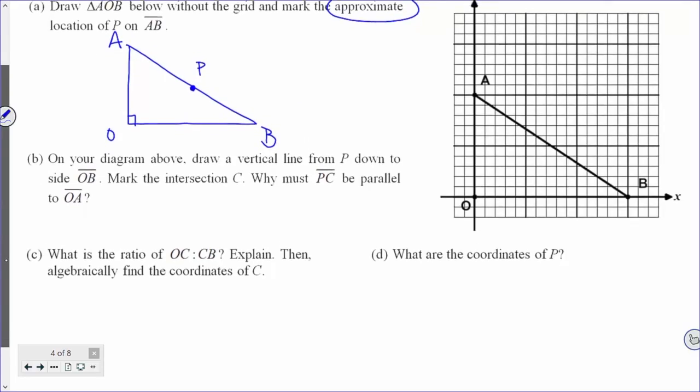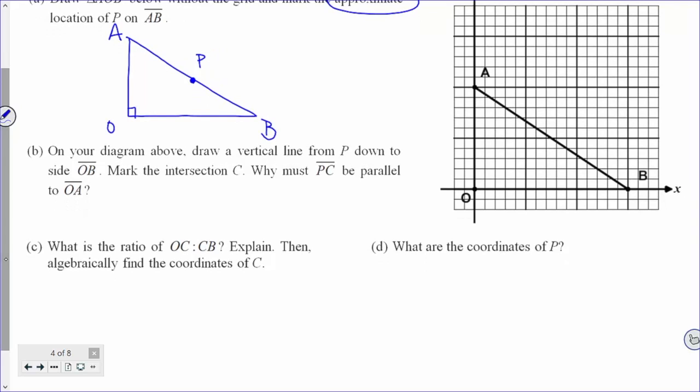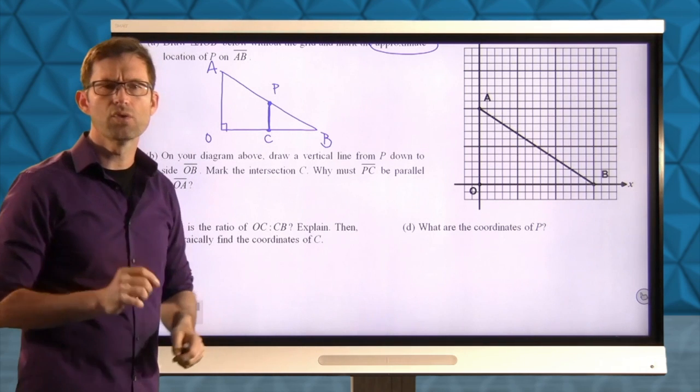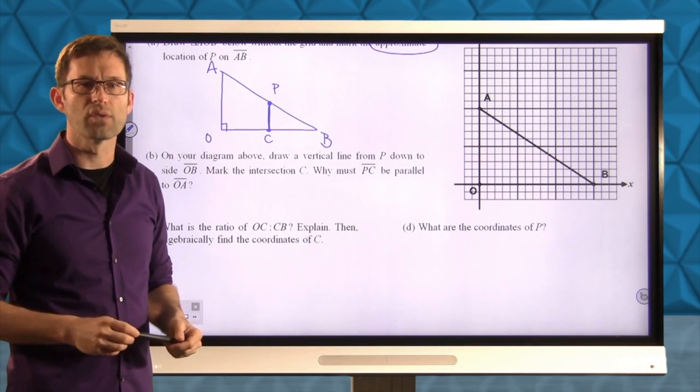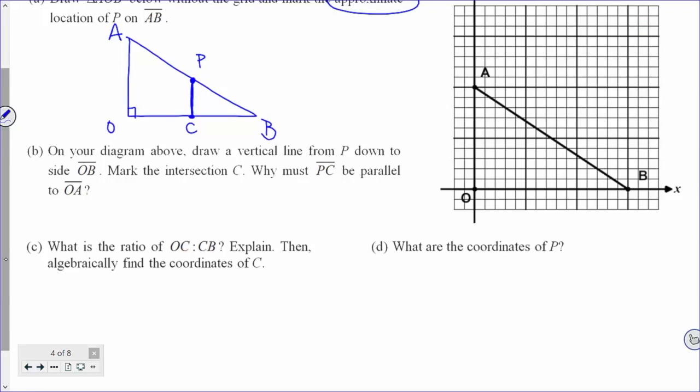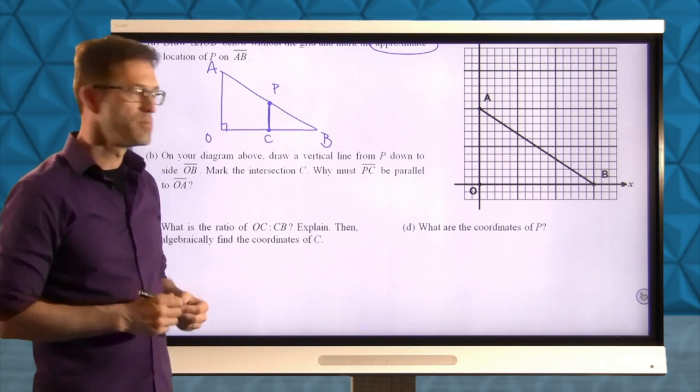Letter B, on your diagram above, draw a vertical line from P down to side OB. All right, that's easy enough. Vertical line. Mark the intersection C. Cool, I can do that. Why must PC be parallel to OA? Why do those two have to be parallel? Make sure you can answer that question. All right, let's do it.